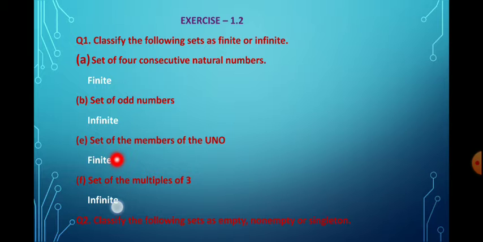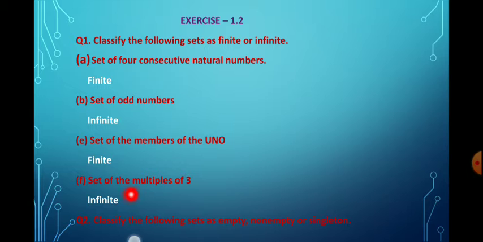Number E, set of members of the UNO, so it is something which is specified and limited, so it's finite. Number F, set of the multiples of 3, again multiples of 3, it's never ending, so it's an infinite set.